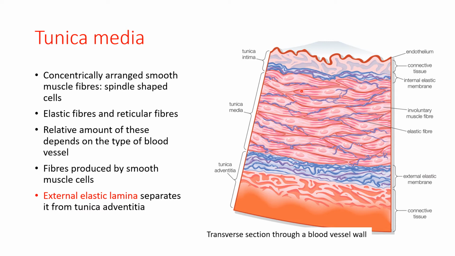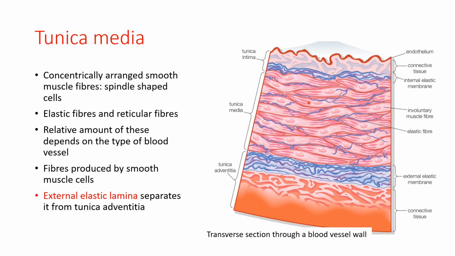The smooth muscle fibers in this layer are concentrically arranged, and you know the structure of a smooth muscle cell. It is a spindle-shaped cell with an elongated single nucleus in the center. So there are smooth muscle cells in the tunica media. Interspersed in between the smooth muscle cells are the elastin fibers, collagen fibers, and some reticular fibers.